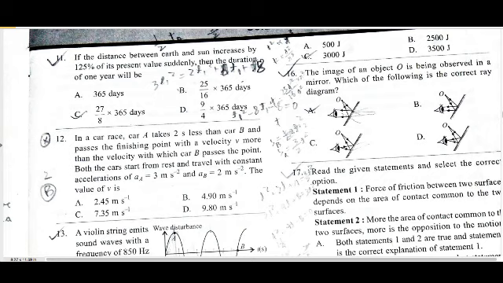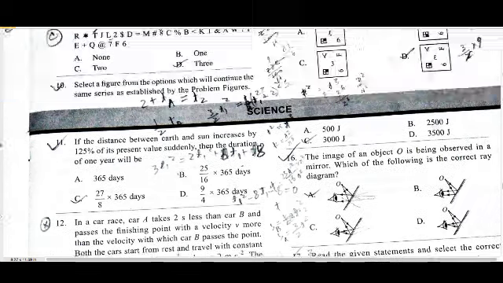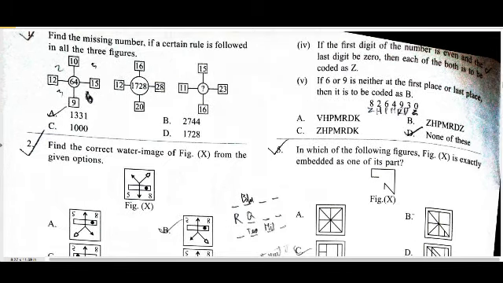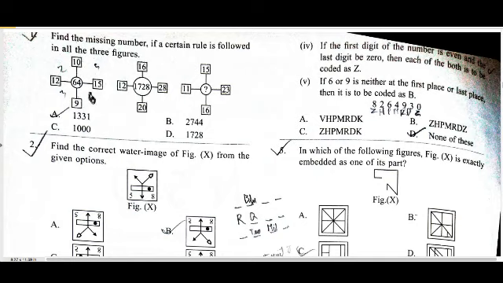Hello everybody. Now we know that the NSO exam is very near, so today we will do last minute preparation for NSO. So first we will discuss what is the NSO pattern.